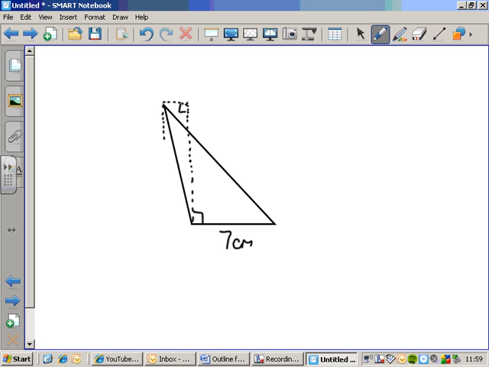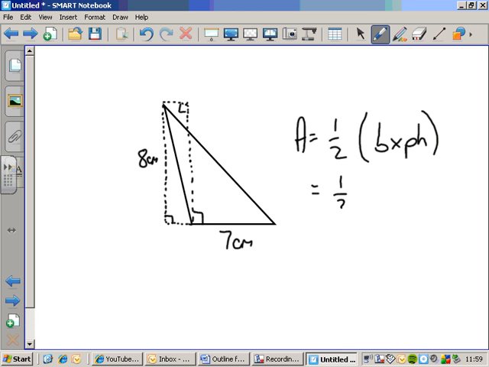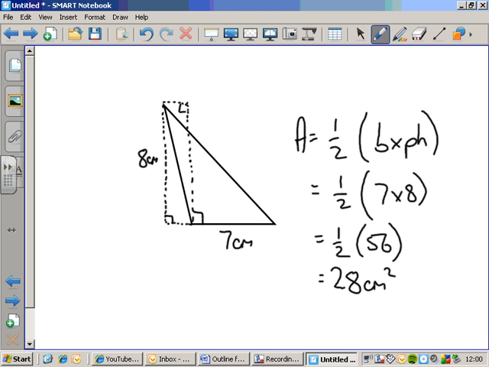Or I could start here, and I could come down here, and across to there again, pretending that I've created a right angle there. Either of those will do, they're both the same measurement, and let's say it's 8 centimetres. So the area of this triangle is going to be equal to half of the base times the perpendicular height, which is half of 7 times 8. 7 8s are 56, aren't they? So that's going to be 28 centimetres squared, remember, the area, and there's the area of that triangle.